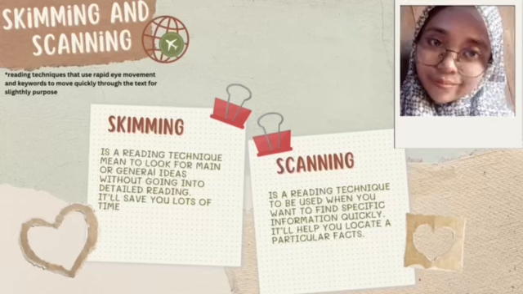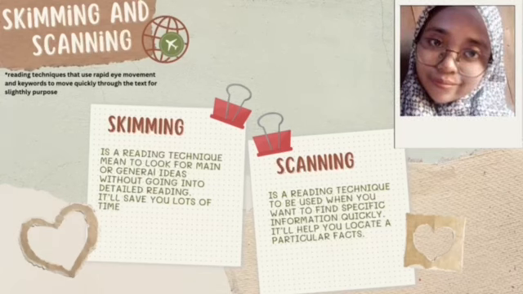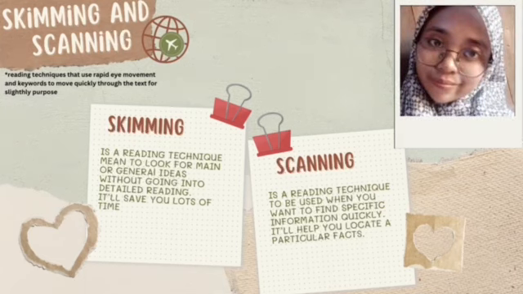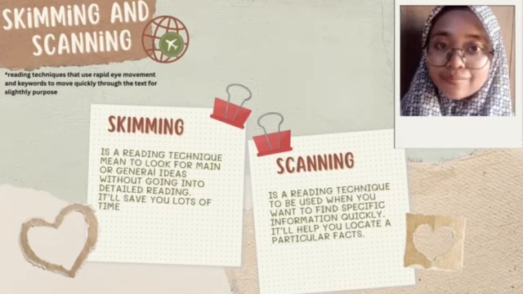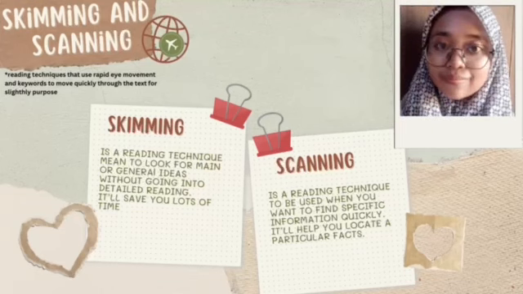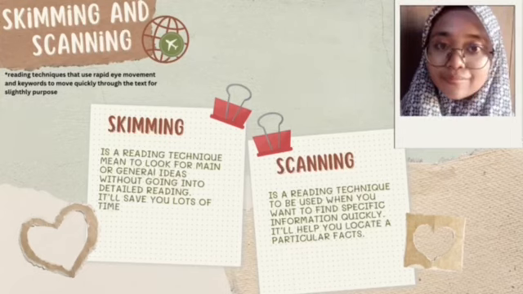Skimming is a reading technique used to look for the main or general idea without going into detailed reading. It will save you a lot of time, while scanning is a reading technique to be used when you want to find specific information quickly. It will help you locate a particular fact.